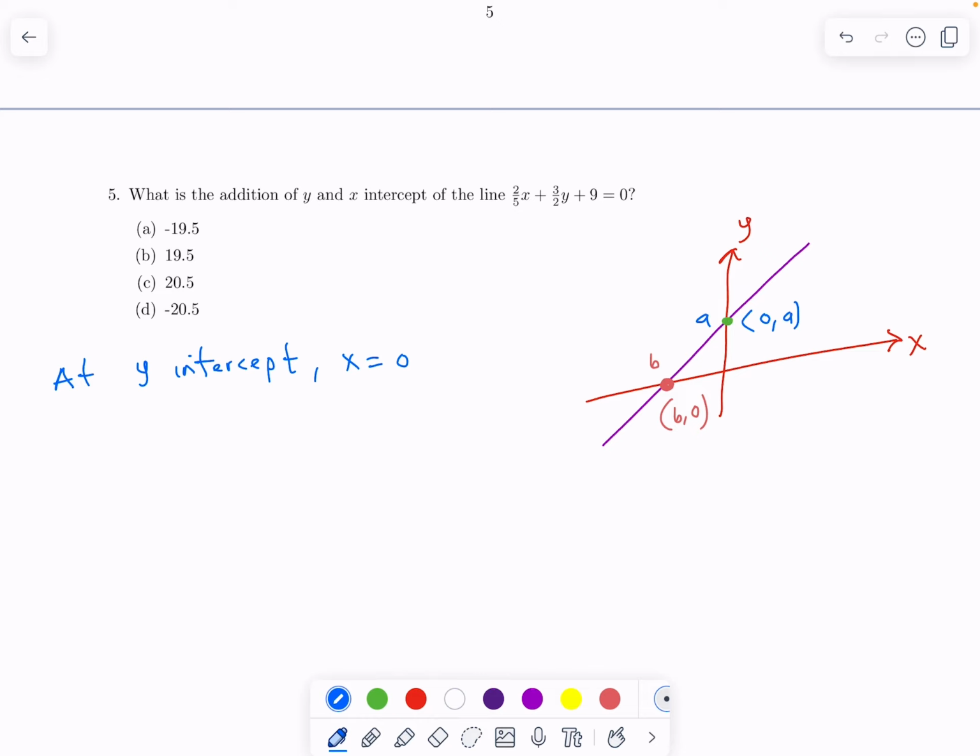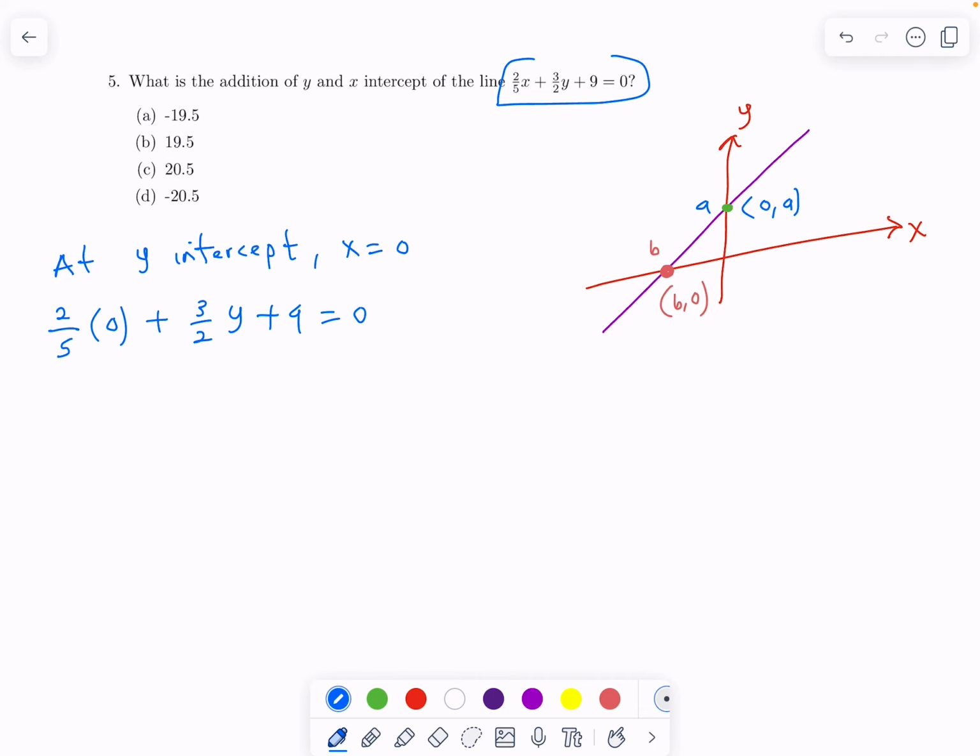So to find my y-intercept, I'll just plug 0 for x in this equation that is given. Anywhere I see x, I'm going to plug in 0. So I have 2 over 5 times 0 plus 3 over 2 y plus 9 is equal to 0. If you simplify, the first part is obviously 0, since 0 times anything is 0. So you have 3 over 2 y is equal to negative 9. If you simplify, y is equal to negative 9 times 2 over 3.